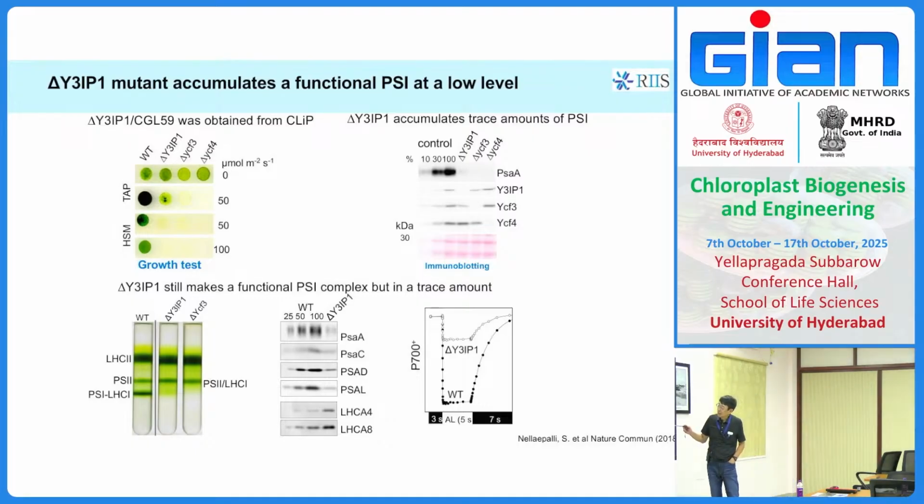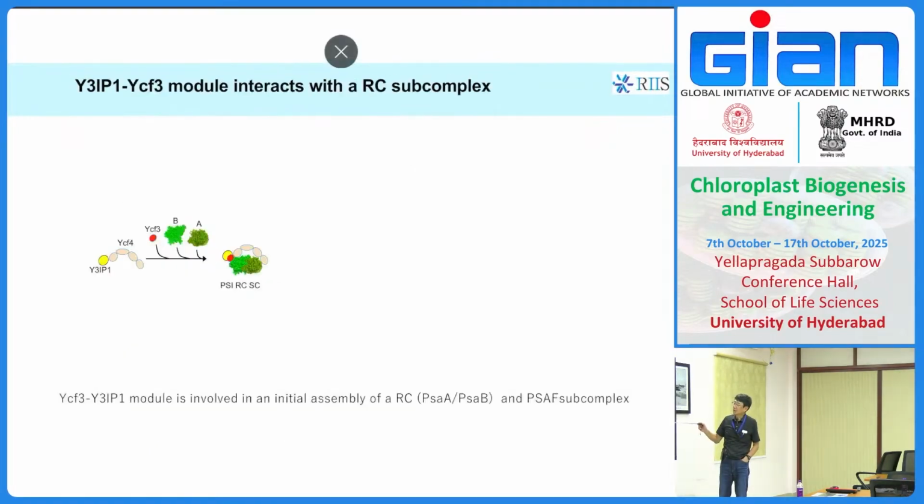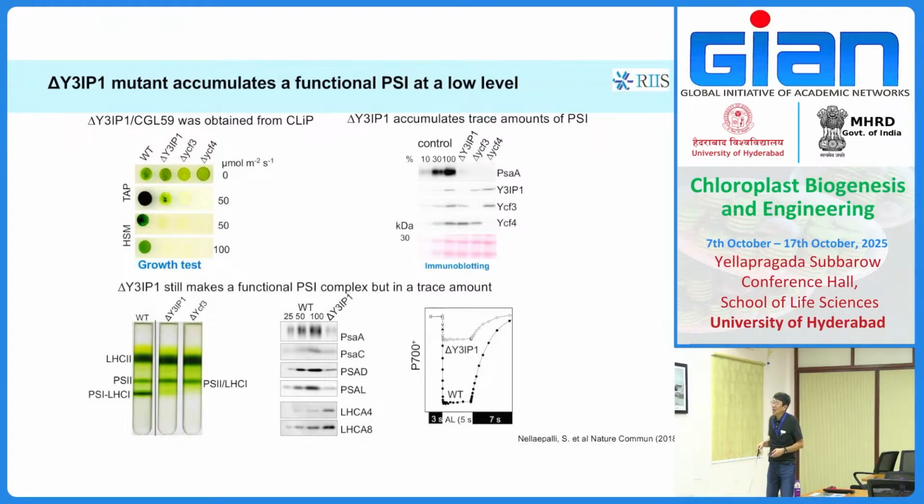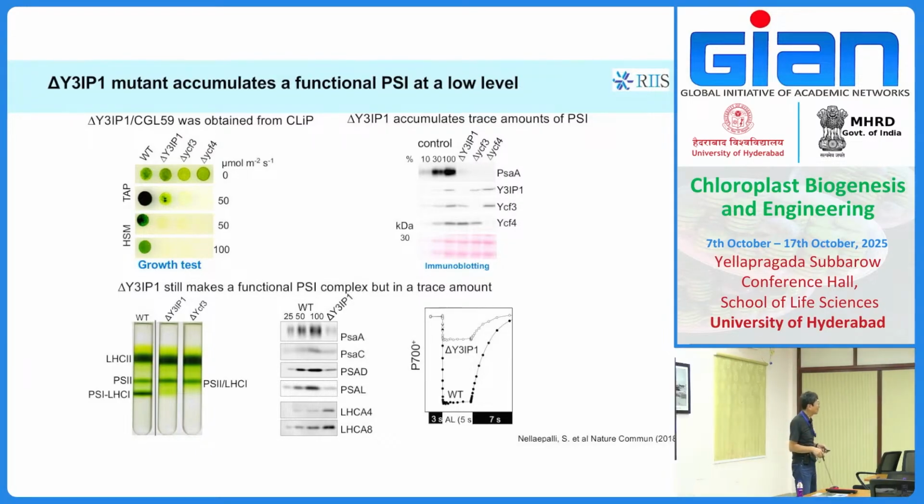Okay, so in the wild type, when you illuminate, P700, the PS1 reaction center, is oxidized, and then when you stop the illumination, it's reduced automatically. And delta Y3IP1 has a small amount of PS1, so it also shows activity. So it's assembled. I mentioned that Y3IP1 is important for PS1 accumulation, but this shows that it's not essential.